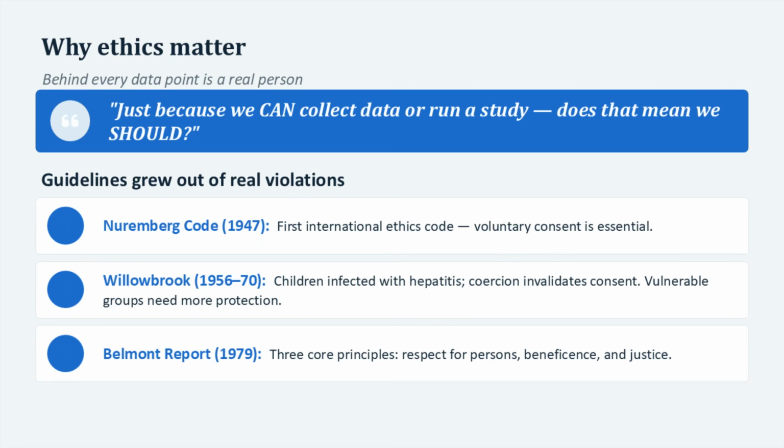Then, in 1979, came the Belmont Report. This laid out three major ethical principles that still shape human subject research today: respect for persons, beneficence, and justice. We're going to talk about what those principles mean in a moment, but first, I want you to notice the bigger lesson. The reason these protections exist is not theoretical. People were harmed when researchers failed to protect them. So ethics is not an extra step we add after the statistics are finished. It has to be part of the study from the very beginning.